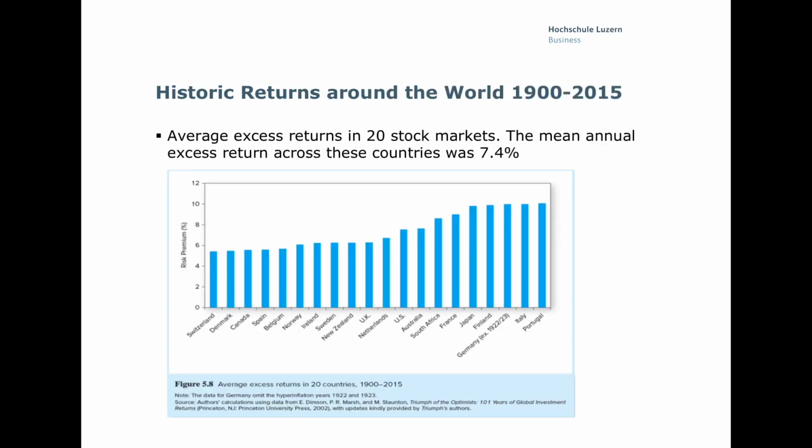Historic returns around the world, starting from 1900 to 2015. On the next graph, average excess returns in 20 stock markets have been analyzed from 1900 to 2015. The mean annual excess return across these countries was 7.4% and the median was 6.5%.